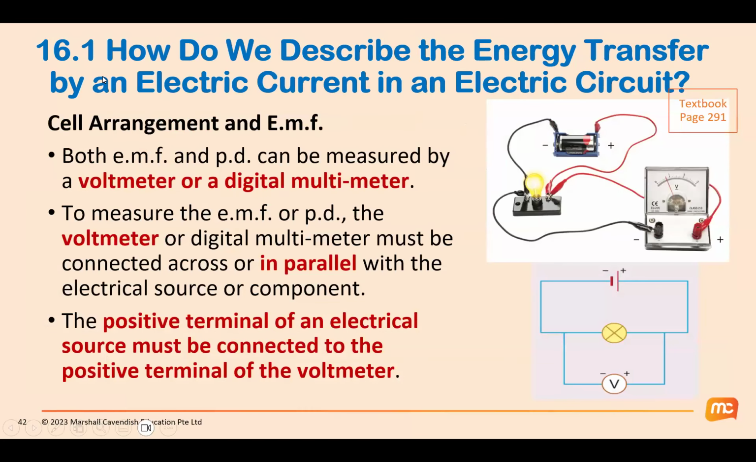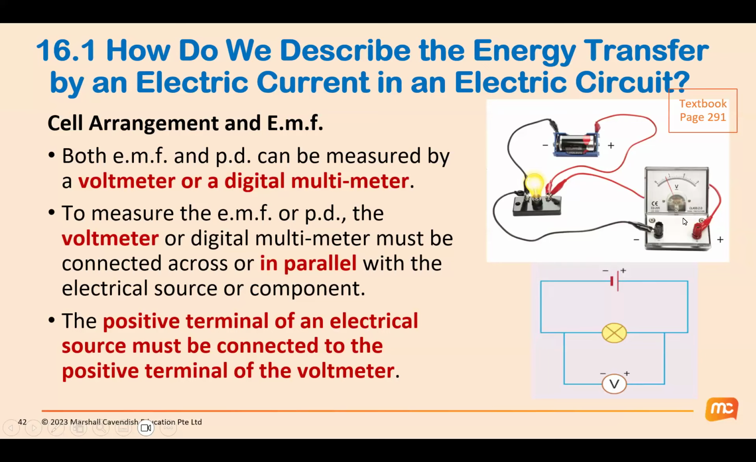Next, how do we measure potential difference? We use a voltmeter. Your voltmeter looks like this. It looks exactly the same as an ammeter. The only way to differentiate them is that an ammeter has an A in the center, and a voltmeter has a V in the center. Or we can use a multimeter, but again, as I said, for O-level, you need to use a voltmeter.